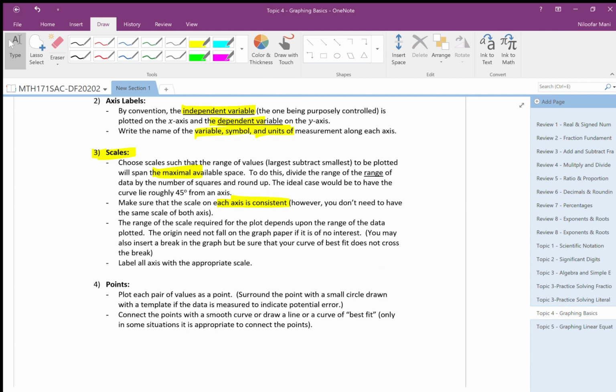Okay, so for points, you have to plot each point, and maybe you have to do a curve of best fit. Maybe you have to connect points. For now we connect the points, but for the lab you will learn how to do a curve of best fit. Also in topic 14 you will learn how to do a curve of best fit using an Excel file, and using Excel is more accurate, very beautiful, and easier if you learn those techniques.